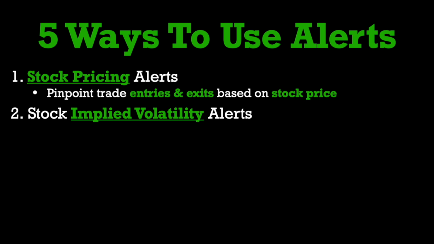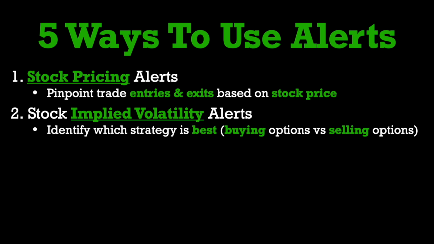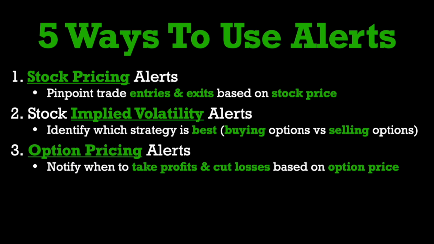Then number 2, I'll talk about stock implied volatility alerts, which are also very useful in helping you pinpoint more accurately your trade entries and exits, but also helping you to figure out what kind of trading strategy that you should use. And specifically helping you differentiate between when to buy options, perhaps when implied volatility is low, and when to sell options, when implied volatility is high. Then number 3, I'll show you some examples of option pricing alerts, which you can use to notify you on whether to take your profits or cut your losses, all based on the price of a specific option contract.